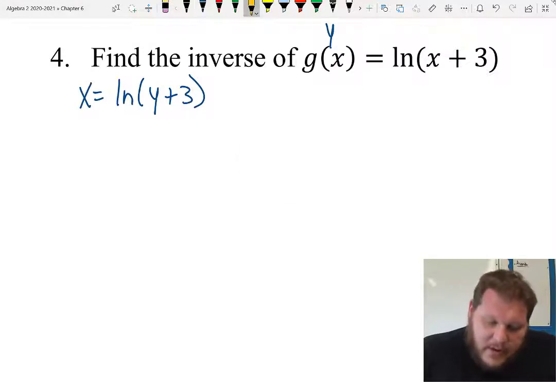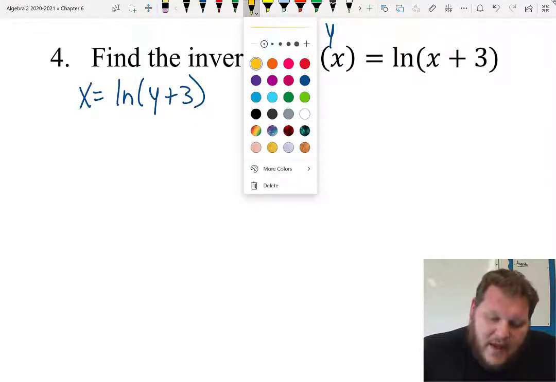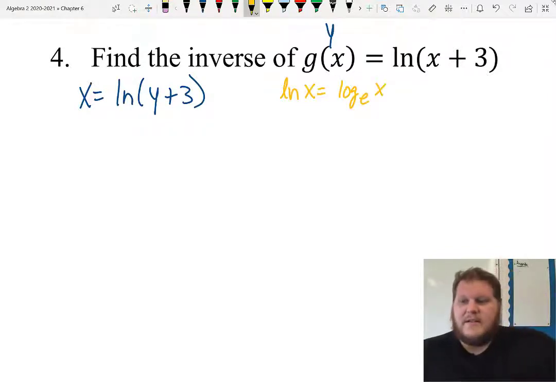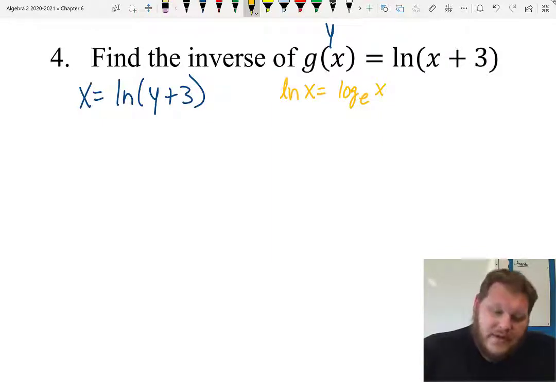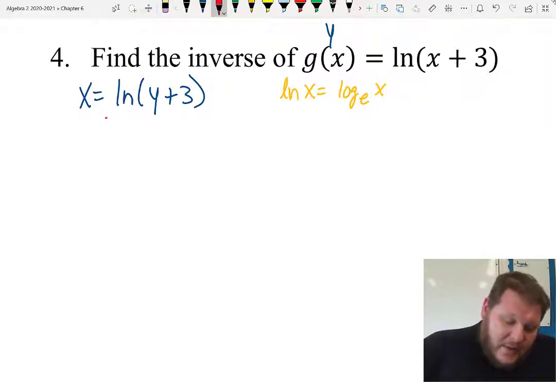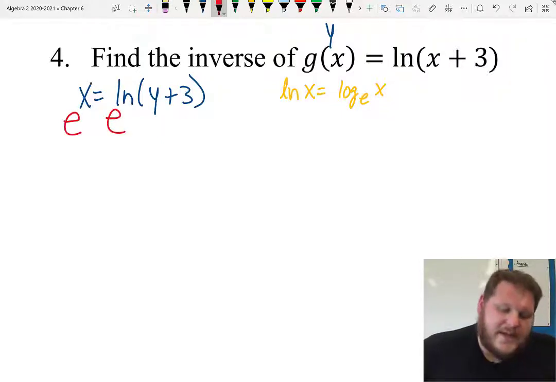Remember, I'm going to do a little note here in yellow. Remember that ln of x is log base e of x. That's what ln means. That's the natural log. It's the log with the base of a natural number. So if I'm trying to cancel out a log base e, I need those terms to be exponents on a base of e. So this one's a little bit weird because what I actually have to do is write both sides of my equation here as an exponent on a base of e.